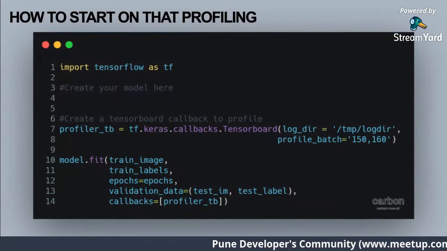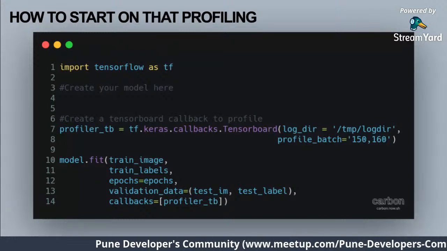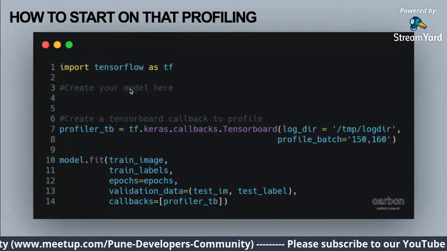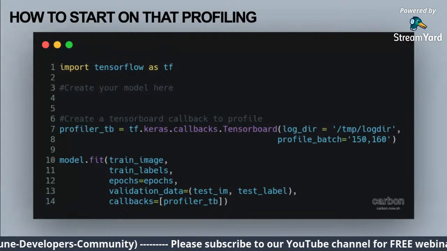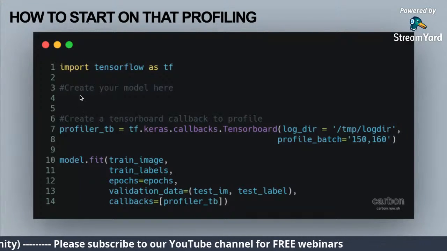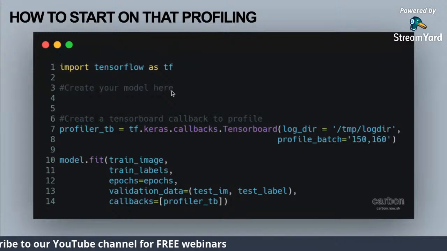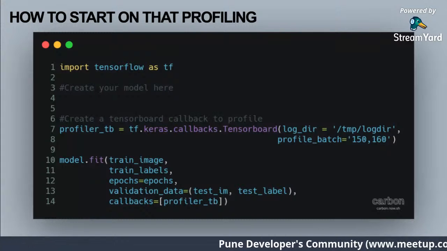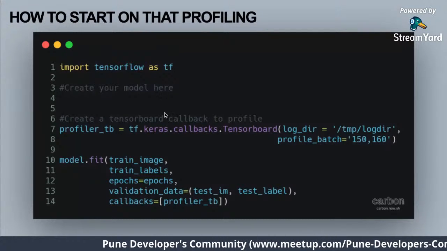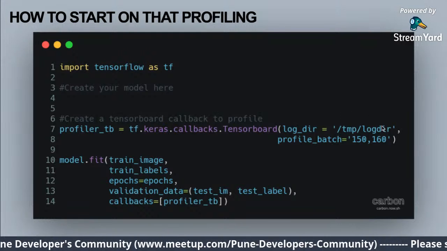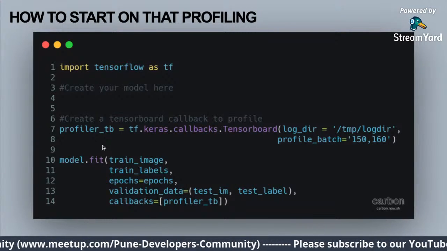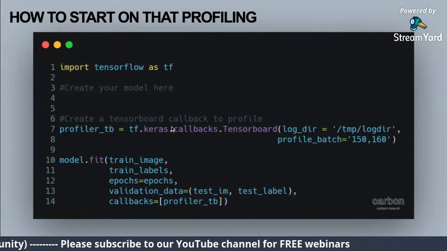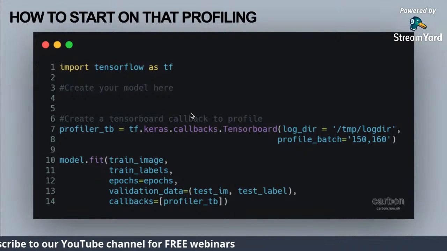Moving ahead, how do you start on profiling? As I mentioned, it's a simple Keras callback. You import TensorFlow and you create your model here. I hope it is visible on the black background. You define your model using tf.keras.Sequential. Maybe you have convolutional layers, dropout layers, and all those layers fixed. And then you define a Keras callback. I hope everyone is aware of what Keras callbacks are. So we are going to specify a TensorBoard Keras callback. You can also use these callbacks for other different purposes.